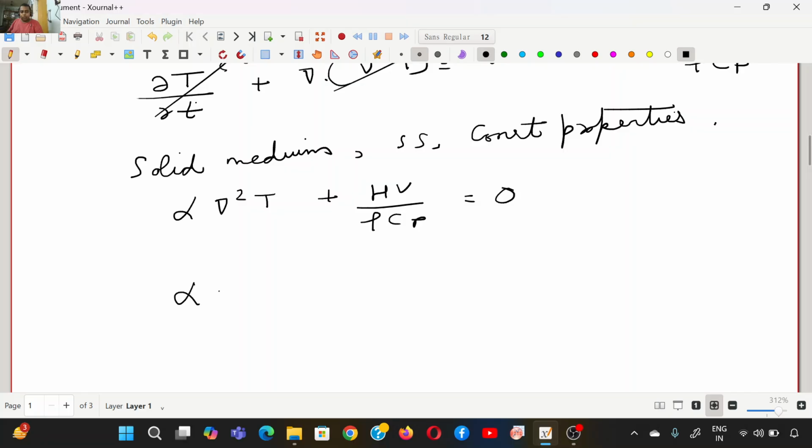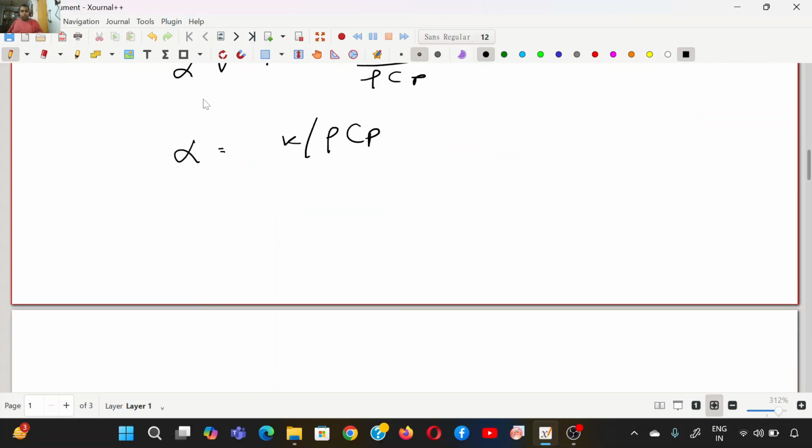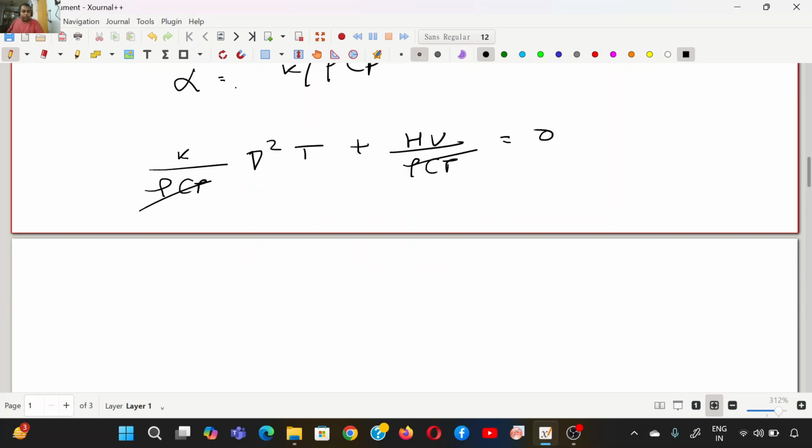And what is alpha? Alpha is equal to K by rho Cp. So if you substitute that, it will be what? K by rho Cp del square T plus H_V by rho Cp is equal to zero. This gets cancelled. Divide this entire thing by K. So we are left with del square T plus H_V by K equals zero.